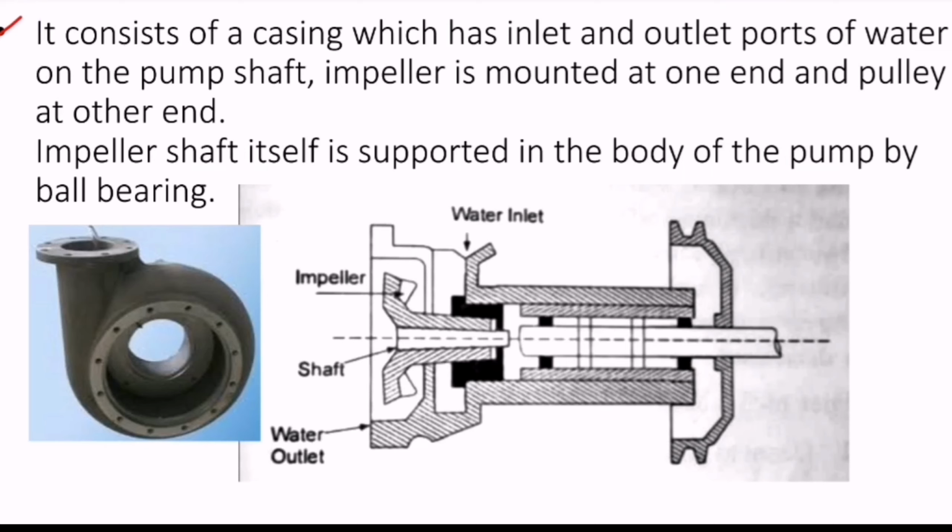It consists of a casing, which has an inlet and outlet. So this is the inlet and this is the outlet. Ports of water on the pump shaft. The impeller is mounted at one end and the pulley at the other end. The impeller shaft itself is supported in the body of the pump by ball bearings.